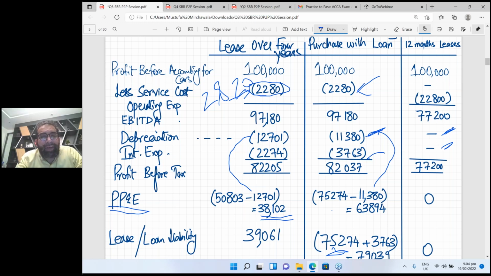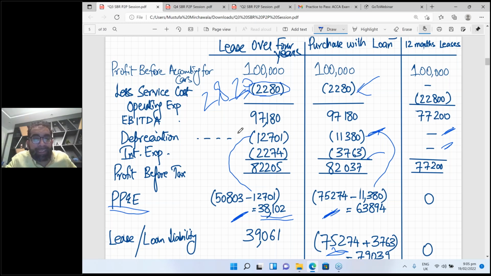And in the first and second columns, options 1 and 2, there is PPE. That means there is a non-current asset balance. So in options 1 and 2, there is a higher balance of assets. So options 1 and 2 are adverse for asset turnover. Think over it, please. You can think now. You have the paper after 15-20 days.